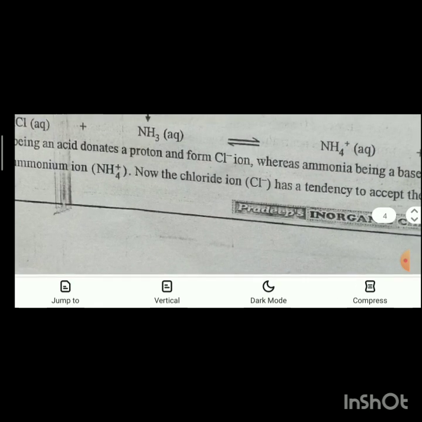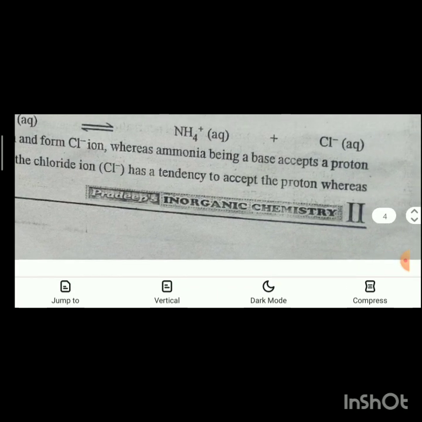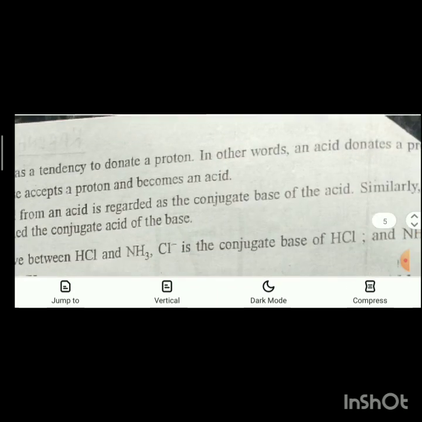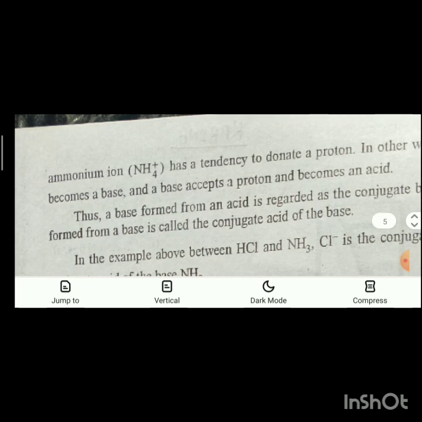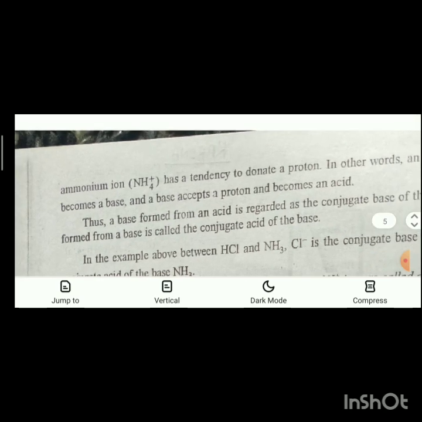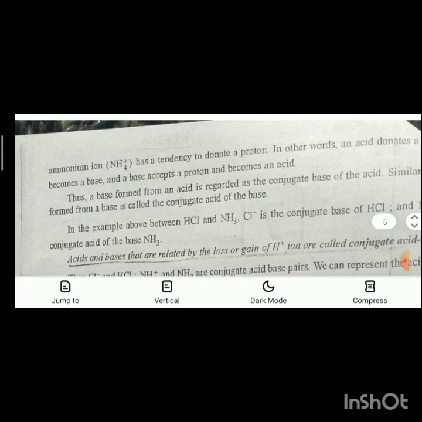Now the chloride ion Cl- has a tendency to accept the proton, whereas the ammonium ion NH4+ has a tendency to donate a proton. In other words, an acid donates a proton and becomes a base, and a base accepts a proton and becomes an acid. Thus, a base formed from an acid is regarded as the conjugate base of the acid. Similarly, the acid formed from a base is called the conjugate acid of the base.